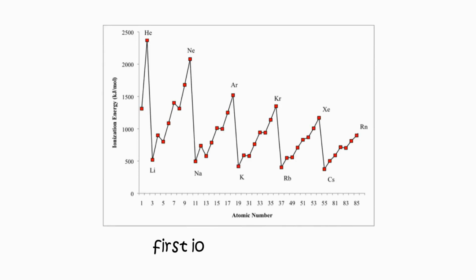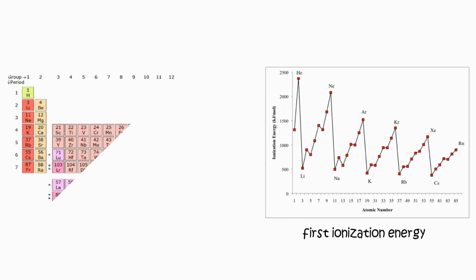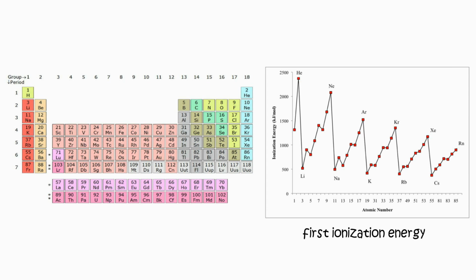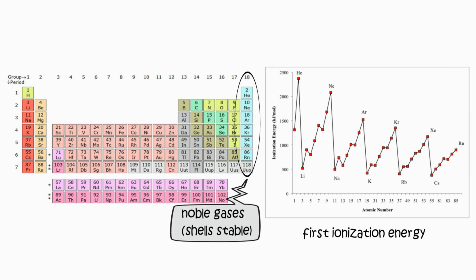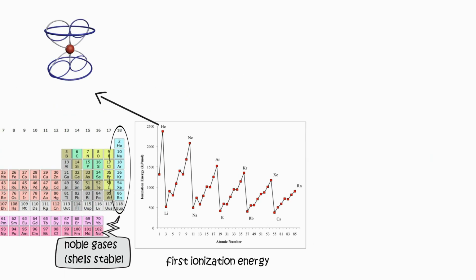First ionization energy is the amount of energy required to remove the first electron from an atom. The periodic table is primarily organized based on first ionization energy. Electron shells of noble gases are fully filled, and thus are the most stable.